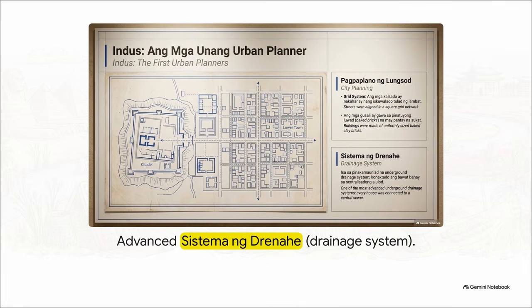Even more impressively, they possessed a sistema drainage. This is an essential term to know. It means an underground drainage system. Almost every single house was connected to a central sewer. I mean, they were truly way ahead of their time.